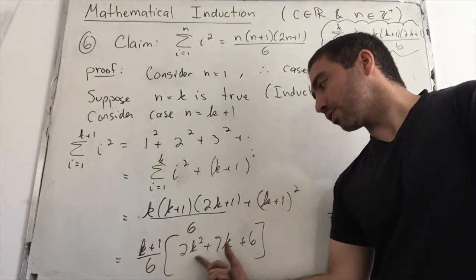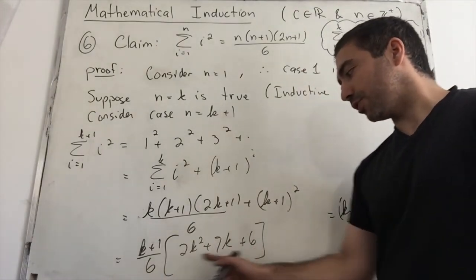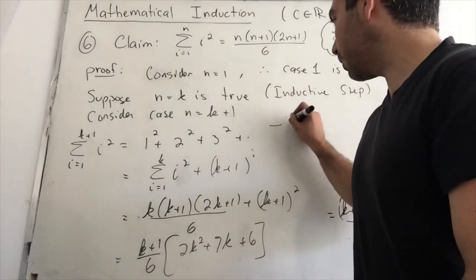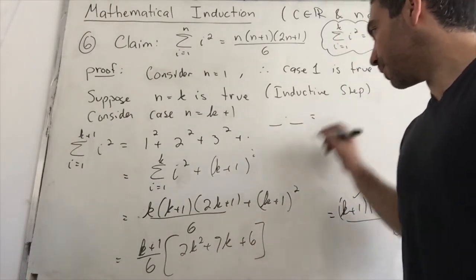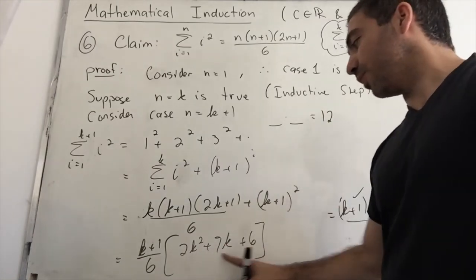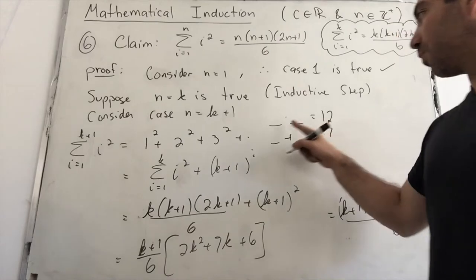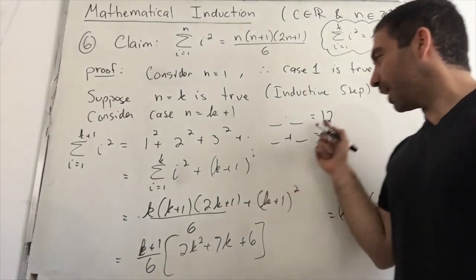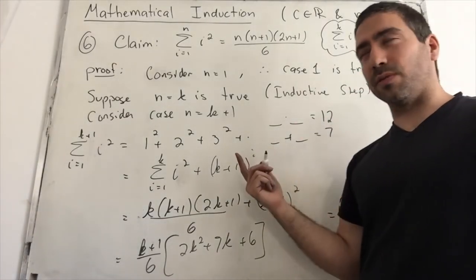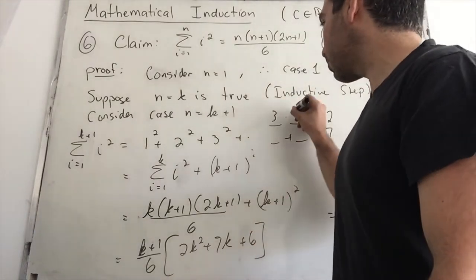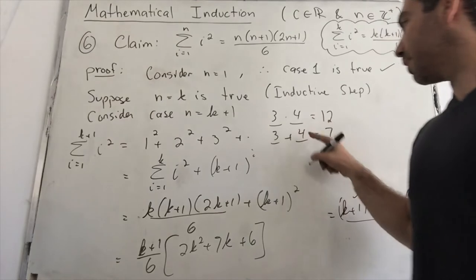To factor the 2k squared plus 7k plus 6, this is essentially just product sum. So you're looking for two numbers that multiply to give you a times c, 2 times 6, which is 12, and those same two numbers, when you add them, you get 7. Well, the factors of 12 are 2 and 6, but you can't add 2 and 6 to get 7. 12 and 1 still doesn't work. 3 and 4 work. So 3 times 4 is 12. 3 plus 4 is 7.